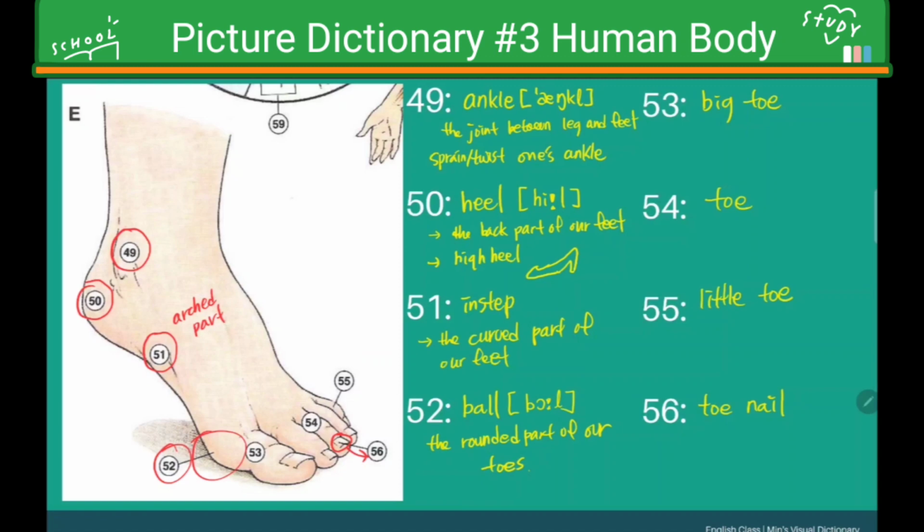So just like when you get treatments for your fingernails, we also get treatments for our toenails, and we call that pedicure. So pedicure is the treatment for one's toenails. Sometimes you get massage, sometimes you do nail polish, things like that. Okay, so let's move on.